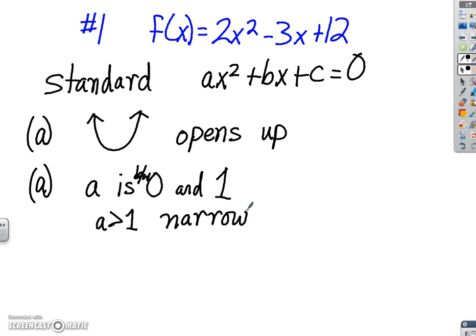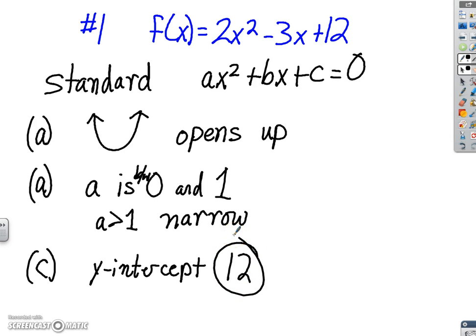The last thing we can look at in a standard form equation is the y-intercept. We look at the c to tell what the y-intercept is, and in this case, the y-intercept is 12. So from the standard form equation, we can see that it opens up, it is smiling, it is positive. The a is greater than 1, since the a is a 2, so it's narrow, compressed horizontally and stretched vertically. And we can see that the y-intercept is 12. Hopefully you got that.